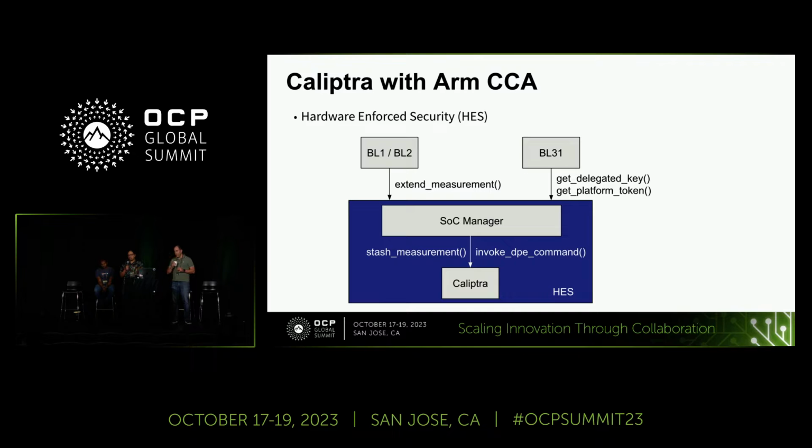When a platform attestation token is needed in order to attest to the state of the platform for the realm, the SOC manager can query Caliptra to sign that platform attestation token using the DICE keys that have been derived from the measurements that form the TCB for the platform.